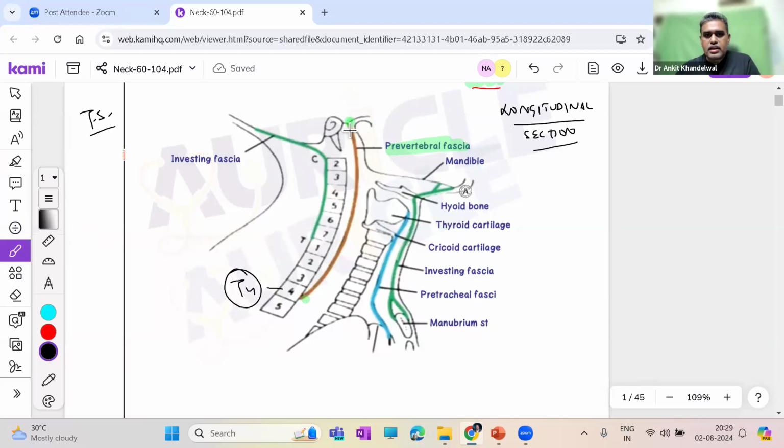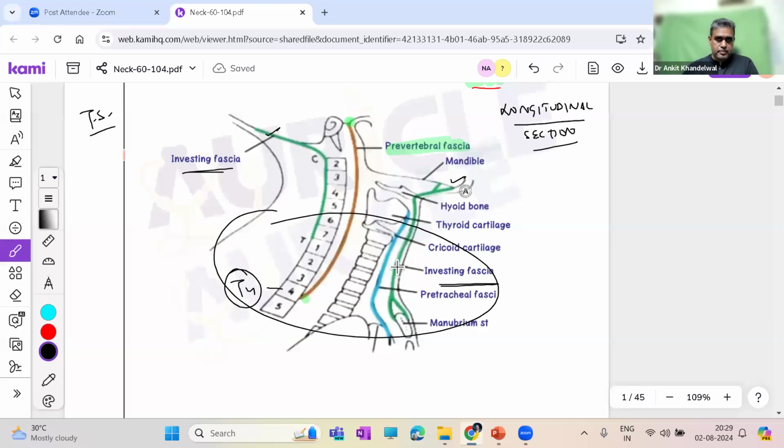Okay, so it starts at the base of the skull. Then you have this prevertebral layer. Then you have the investing layer, which is present all around like a collar, so behind also. It is present behind at the occipital bone, and anteriorly it is attached to the mandible. Below, it goes to attach to the sternum, clavicle, then the scapula, all that. Investing, prevertebral, and then you can also see the pretracheal layer.